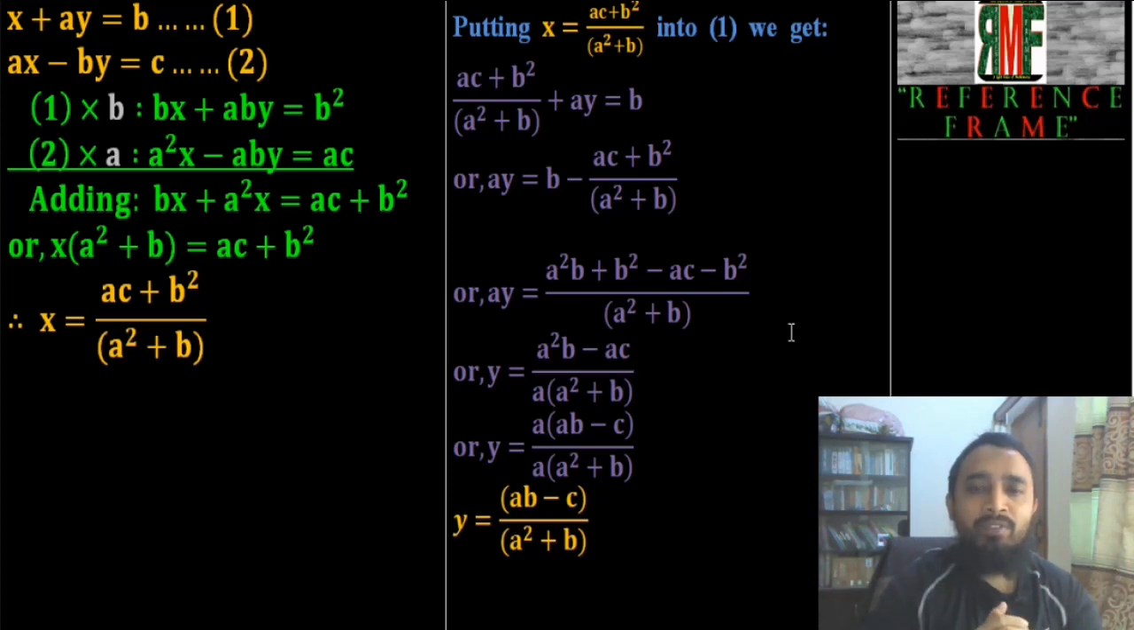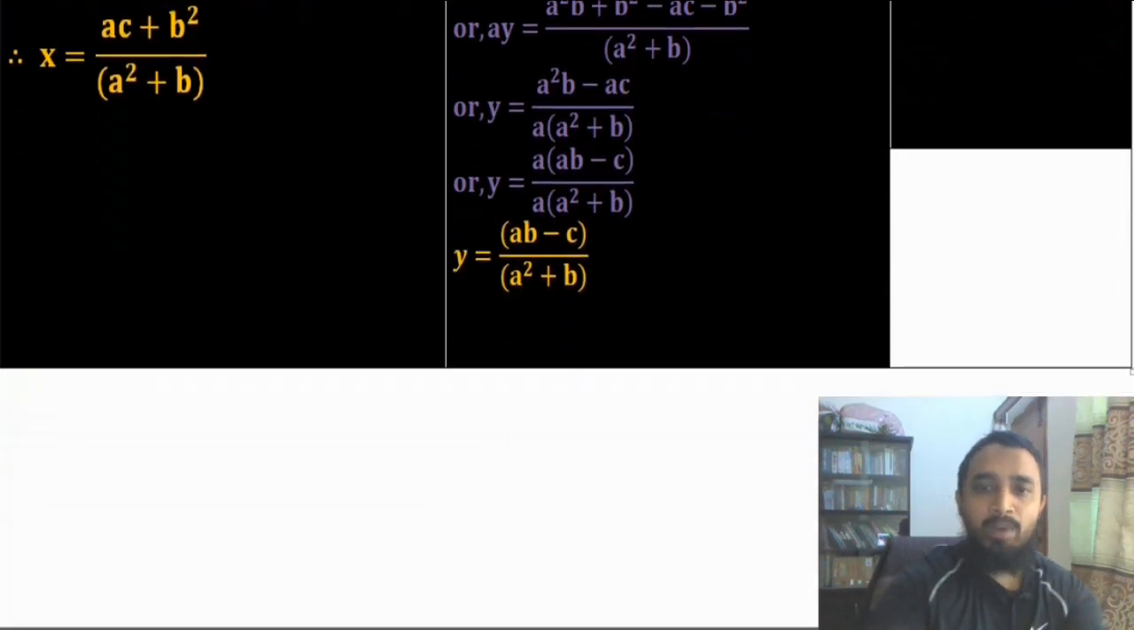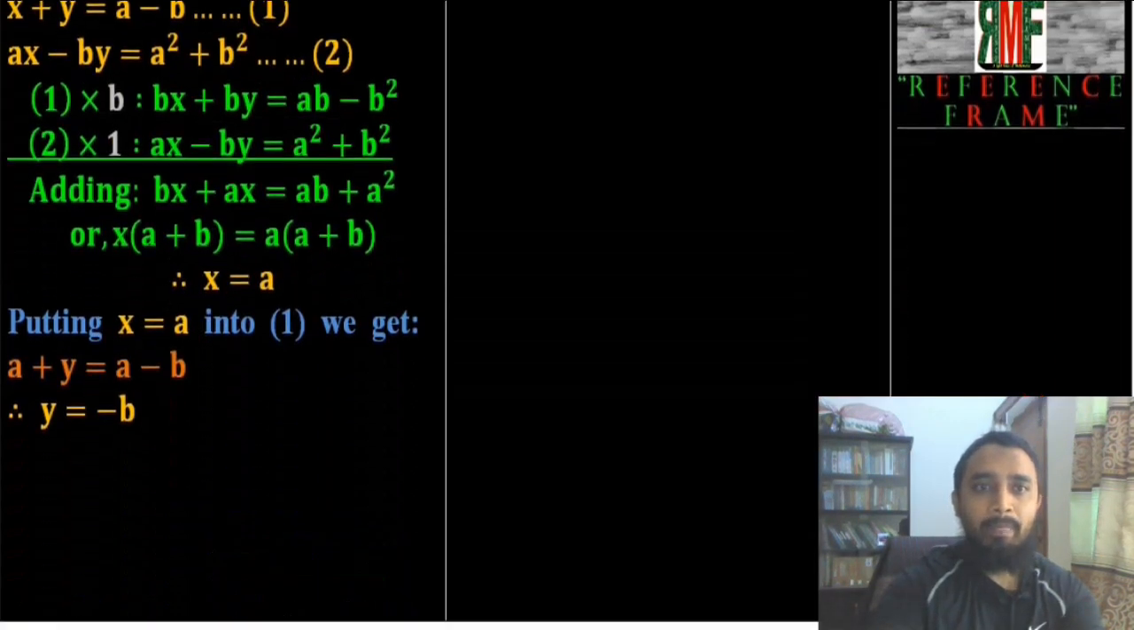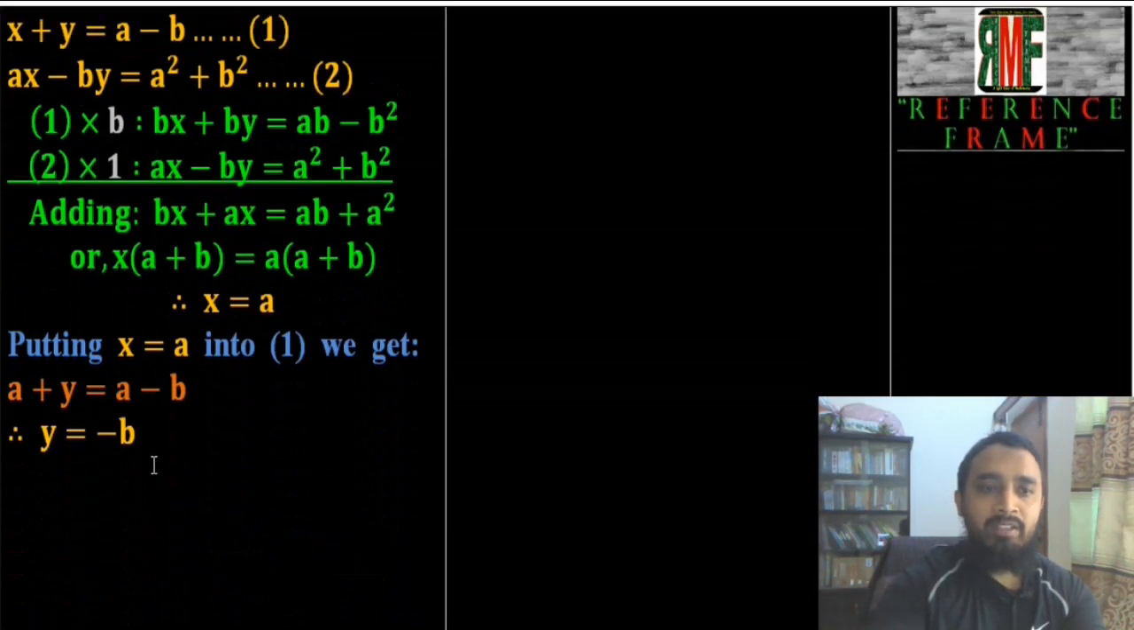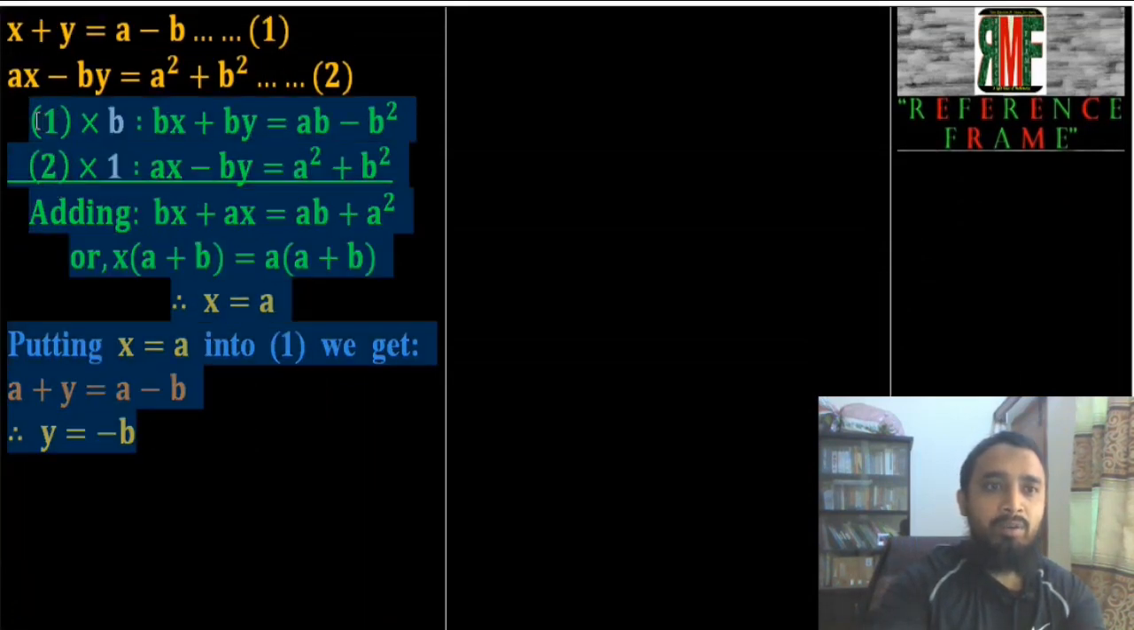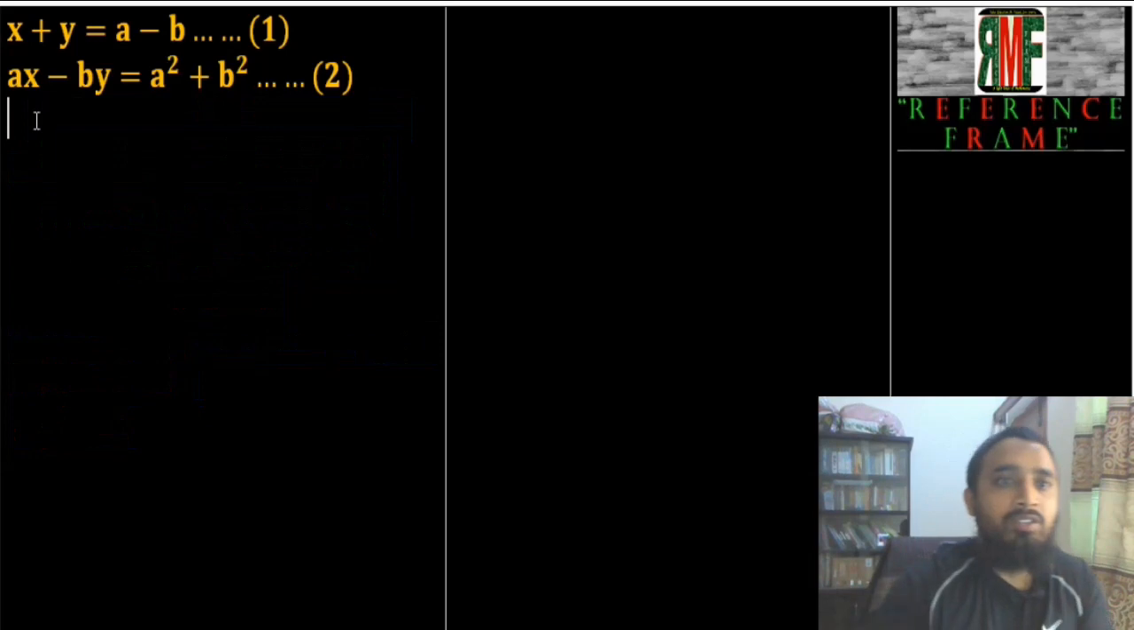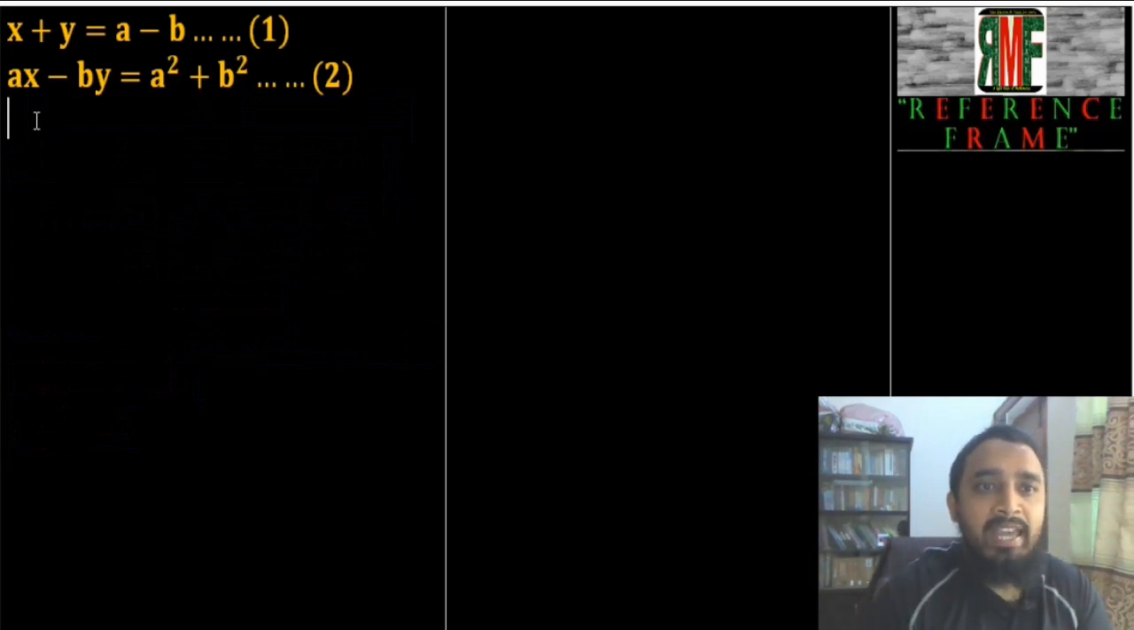Now we're gonna move into another problem so that your concept gonna be more clear. Okay, so next, move into the next problem. So look at the simple simultaneous equation here. So we have a scenario like this: x plus y is equals to a minus b is equation 1, and second equation ax minus by is equals to a square plus b square.